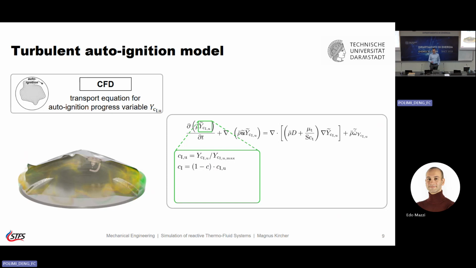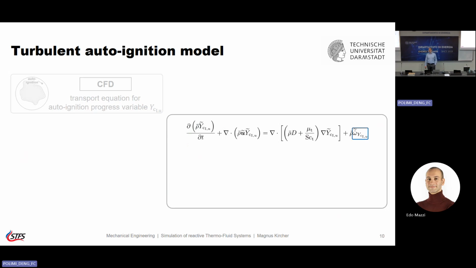And this now can be used to identify the so-called critical volume, so all the CFD cells that are predicted to undergo autoignition. And now with this volume, we can evaluate the critical mass, so the mass of unburned mixture that undergoes autoignition. And this is a key feature of this model, and we will see this value critical mass further when I'm discussing the results.